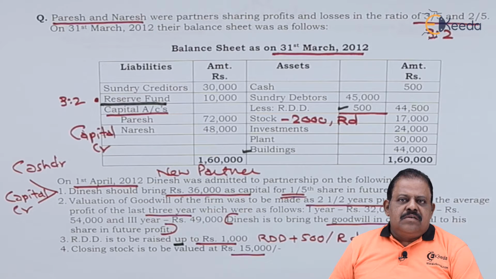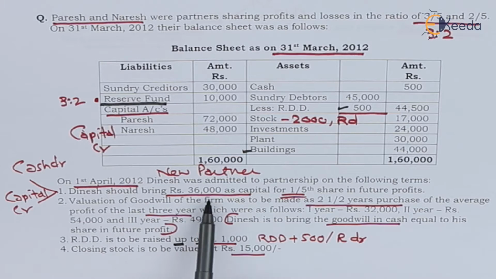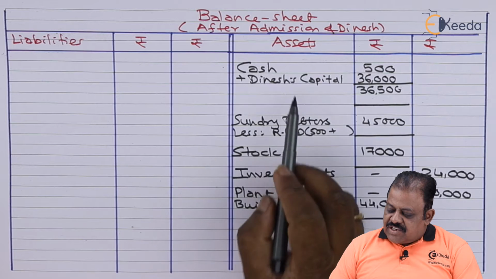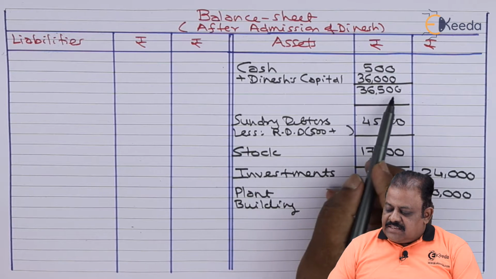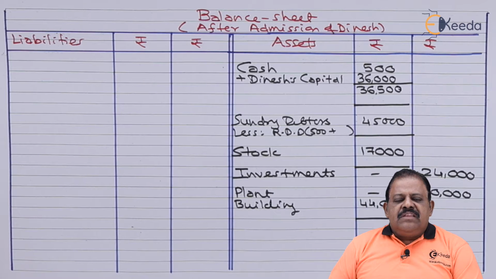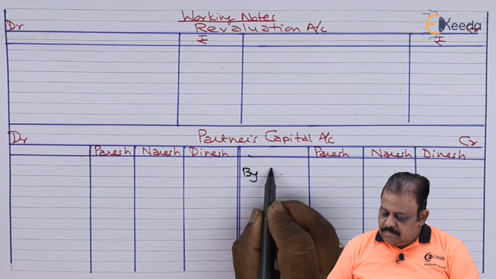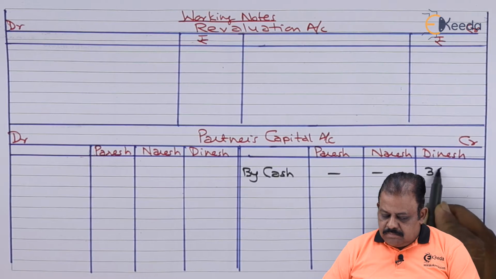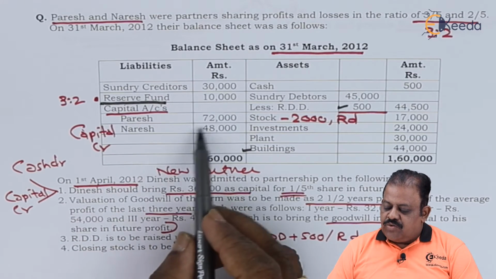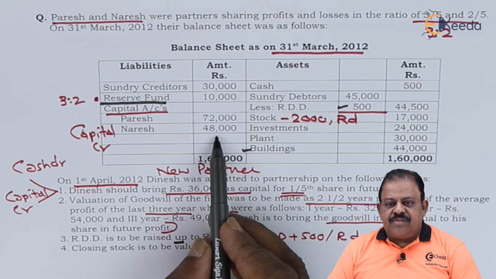Let us go for effects. Dinesh should bring 36,000 as capital for 1/5 share in future profits. Opening balance of cash 500. We added Dinesh capital 36,000, so it is 36,500. This will have another effect in Dinesh capital account on credit side. Capital of other partners, Paresh 72,000, Naresh 48,000.